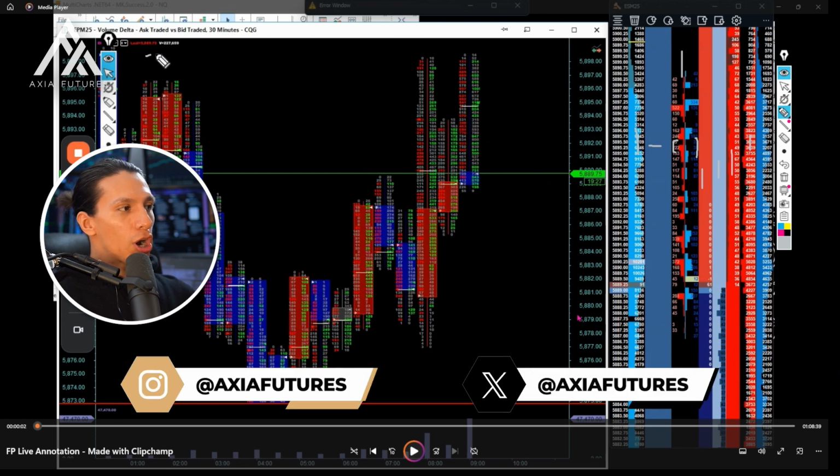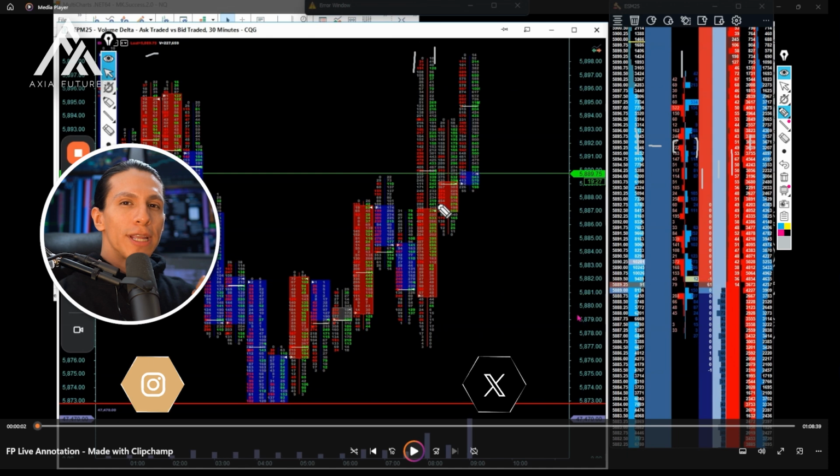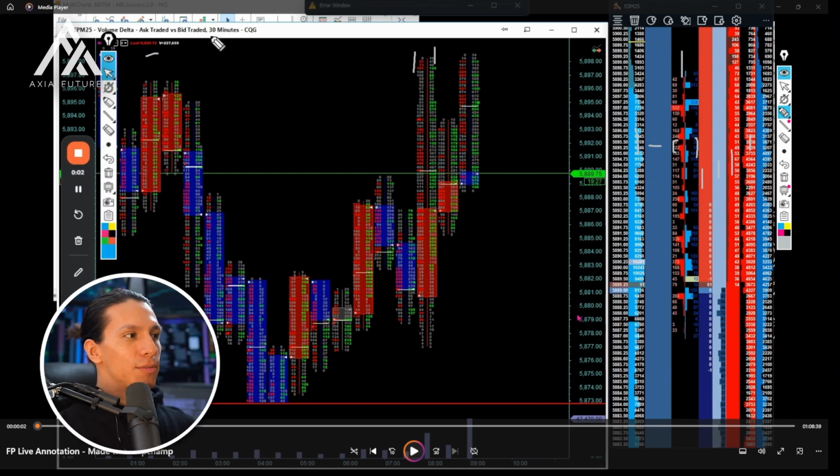Now, this chart on multicharts.net is, again, just a very simple ask versus bid, with the ask on the left and the bid on the right. And this is a 30-minute footprint, right? So this is the standard, I would say, essential chart to have when studying footprint alongside volume.